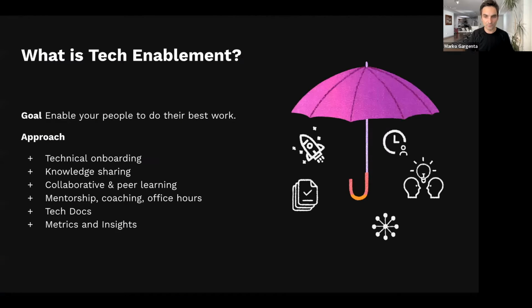Looking forward to that. So we talk about tech enablement. I just wanted to put an umbrella over it. It's a combination of various things that make up knowledge sharing, or delivering on a promise of: come here and you'll be able to do your best work possible. Things that we usually see under this umbrella are technical onboarding, so how do you get people up to speed, general knowledge sharing, collaborative peer learning, which is what we're going to talk about today, mentorship, coaching, buddy system, office hours, tech docs, and also measuring metrics and getting insights, justifying and honing your programs in.